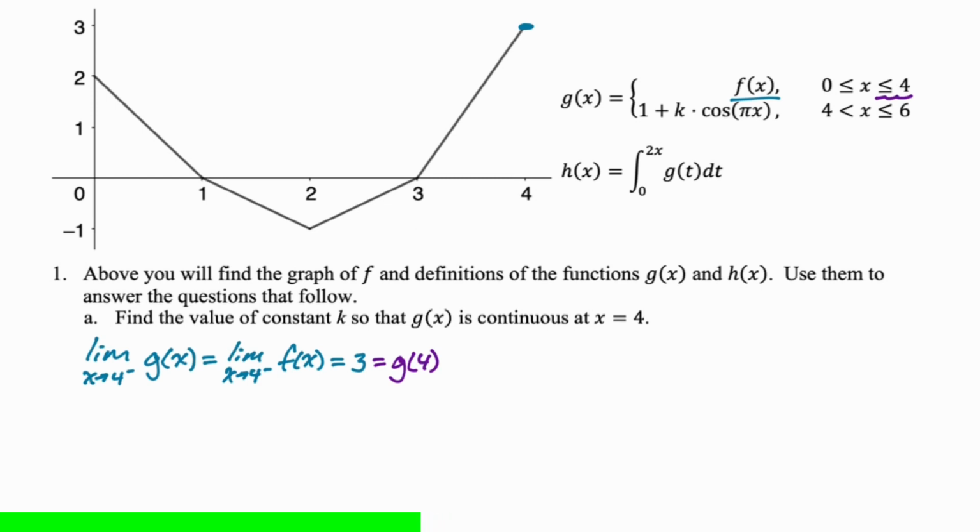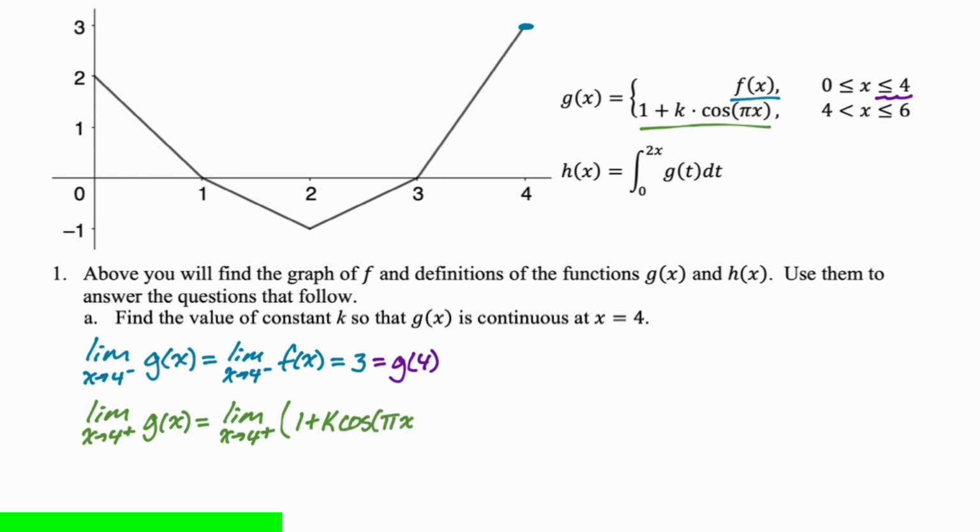Now we've got to deal with the limit from the right. So the limit as x approaches 4 from the right of g of x. If you're approaching from the right, you're supposed to use this definition, 1 plus k cosine of pi x. So we'll have the limit as x approaches 4 from the right of 1 plus k cosine of pi x. So 1 plus k cosine of pi x is a continuous function, so the limit equals the value of the function. We just sub right in: 1 plus k cosine of 4 pi. The cosine of 4 pi is the same as the cosine of 2 pi, which is the same as the cosine of 0, which is 1. So this just gives us 1 plus k.